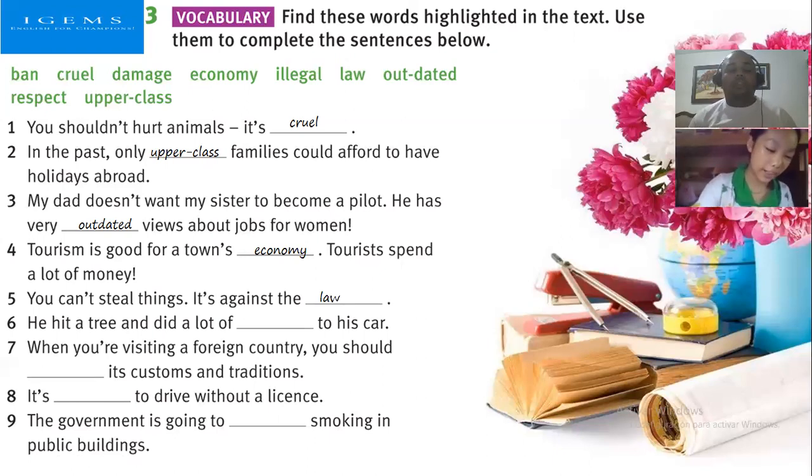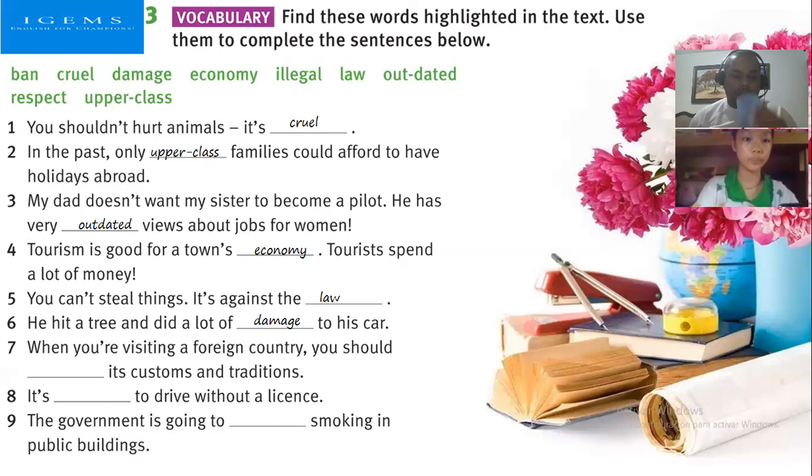Okay, so number six. He hit a tree and did a lot of damage to his car. That's right. Let's go on with number seven.